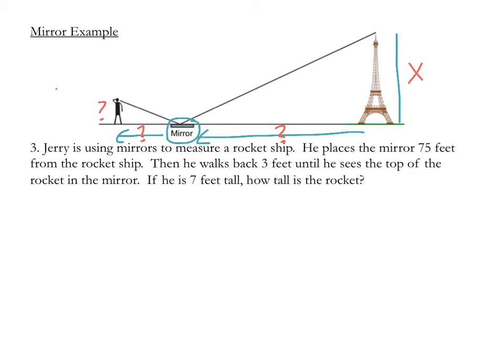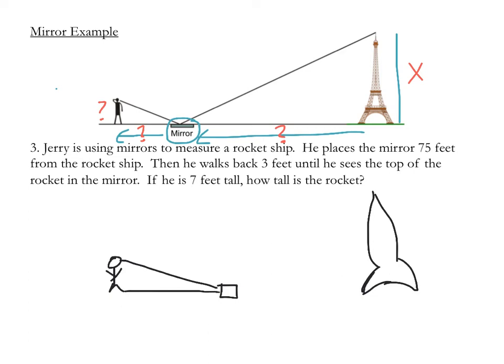So I would start by drawing Jerry. Here's Jerry over here, and here's the rocket ship over here. Ignore my horrible drawings. The mirror is in the middle, and the way the triangles are drawn is you have Jerry looking in the mirror, and the way mirrors work is it reflects out, so the angle he's looking in is the same angle it's bouncing out of the mirror, and then we have right angles here.